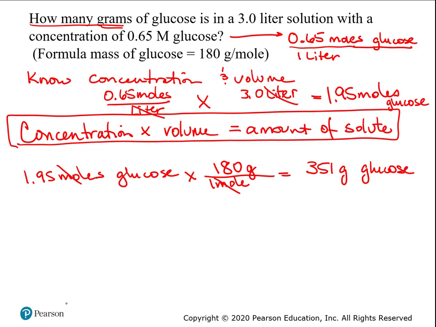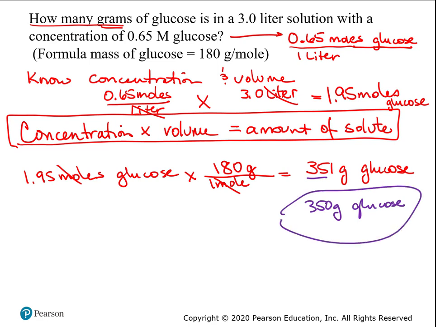I got 351. Can I keep that? Well, you got three significant figures. How many up above though? Two. So that means I can keep the 3 and the 5, but the 1 is going to do what? Drop. So this would be just 350. Okay, so that's two significant figures in that answer.